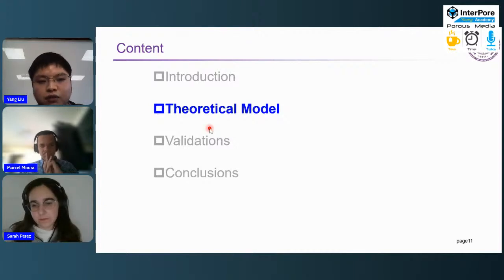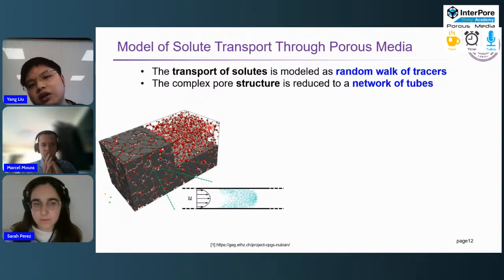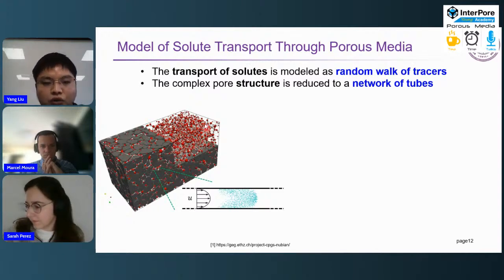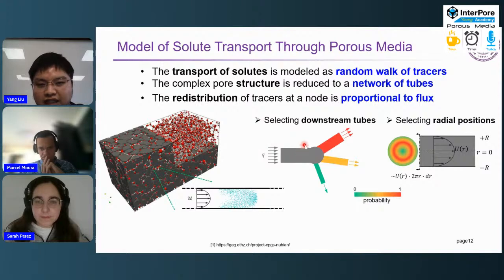In this part, we will introduce a theoretical model for hydrodynamic dispersion in porous media. First of all, we will do several simplifications. The transport of solutes is modeled as a random walk of tracers, and the complex pore structure is reduced to a network of tubes like this. And in the model, we assume the redistribution of tracers at a node is proportional to the flux, which has two important aspects. First of all, when tracers arrive at a node, they will select the downstream tubes with a probability proportional to the downstream flow rates.